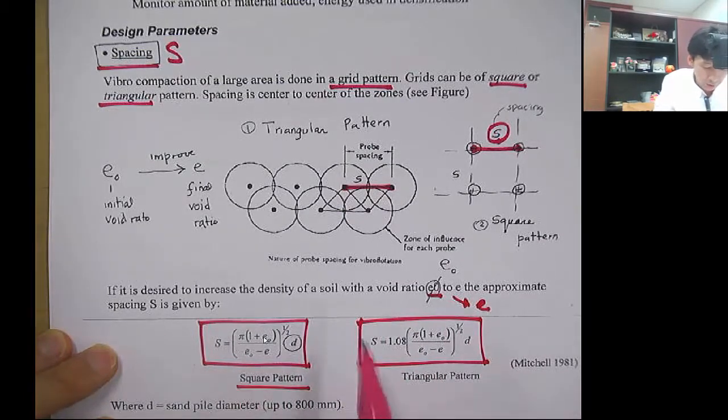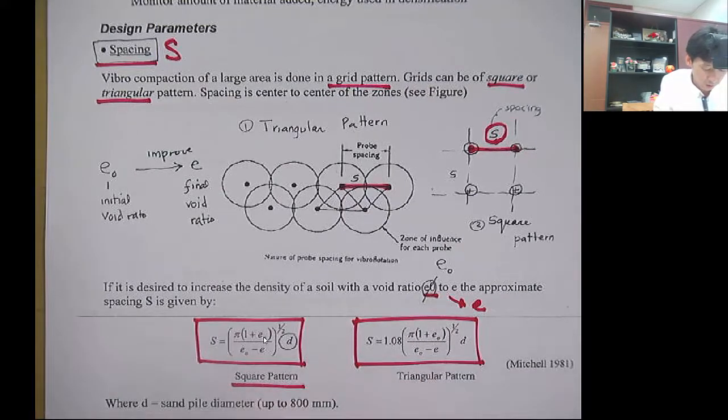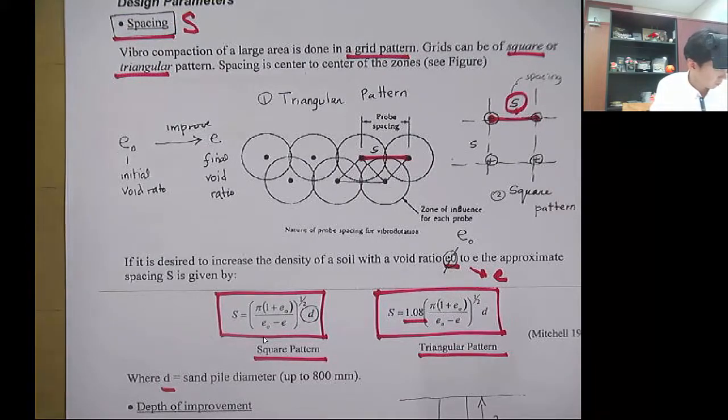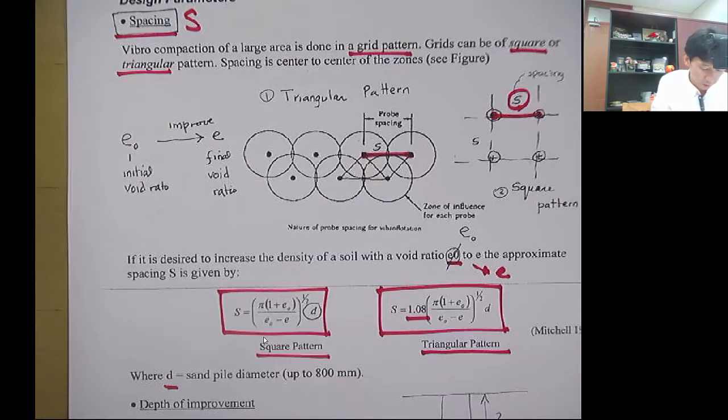So in the square pattern, S will be a function of E naught and E times D. And here, D is the sand pile diameter. In the triangle pattern, it's the same equation, but you multiply by 1.08 as a coefficient, which reflects the geometry patterns. Then the depth of improvement is determined from the site investigation.